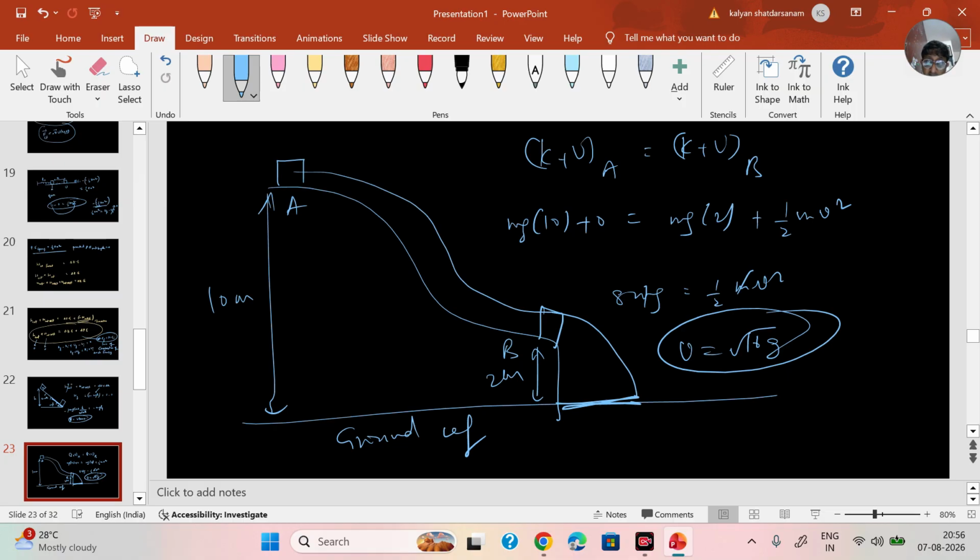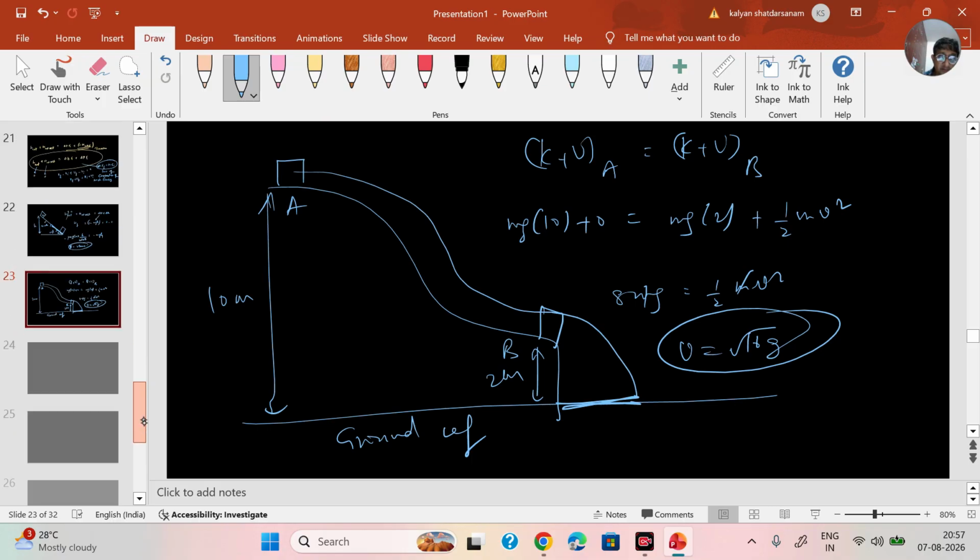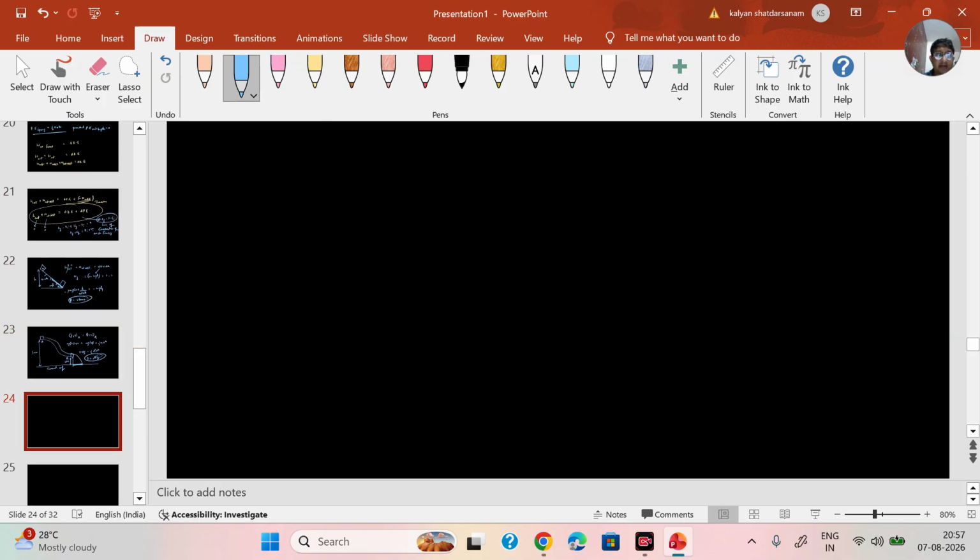When it came to B, potential is mg into 2. Kinetic is half mv square. So I equated these and I got v is root 16g. It's a very powerful idea that we are getting here. So we can do it like this. This work energy theorem only I modified and made into this theorem.